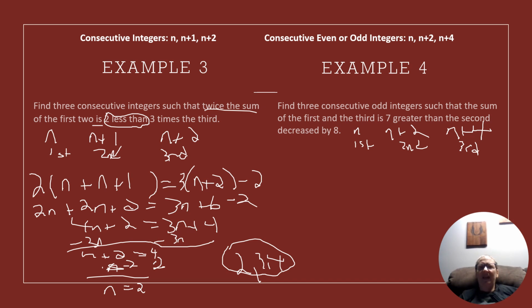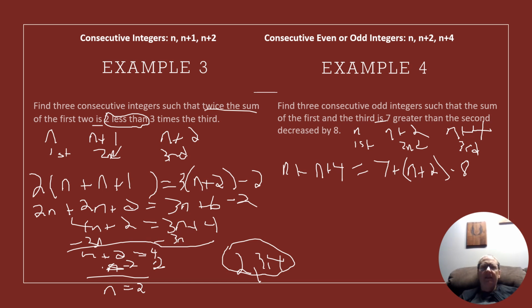Now it says such that the sum of the first and the third. So I'm going to add the first number to the third number, which is n plus 4. Is, so there's my equals, 7 greater than, I can do that in order, the second decreased by 8. So technically it's this. That's the second decreased by 8, but the parentheses don't matter there because of addition and subtraction rules.